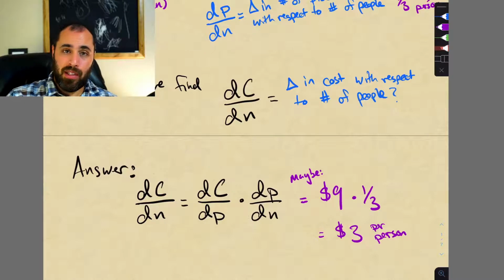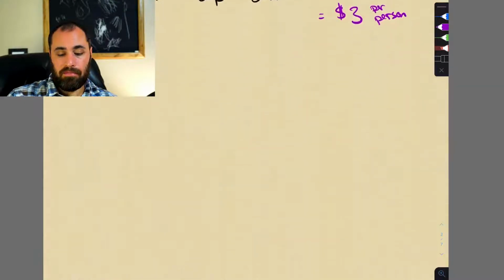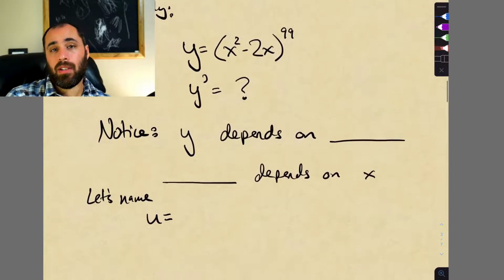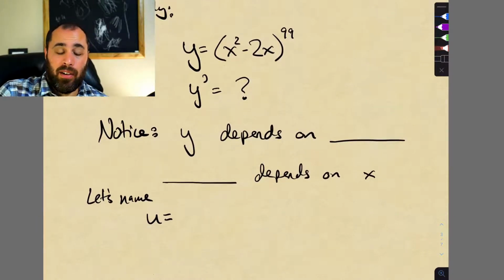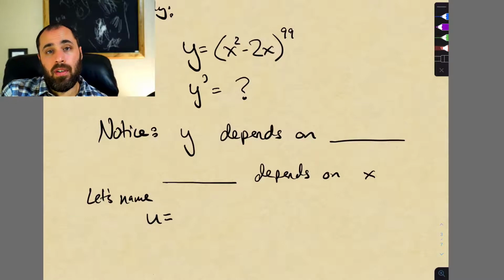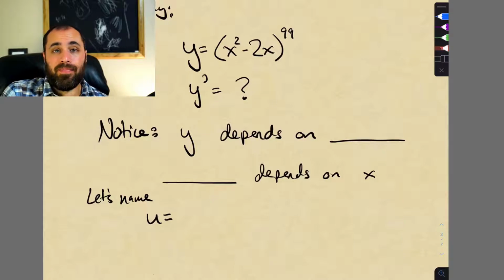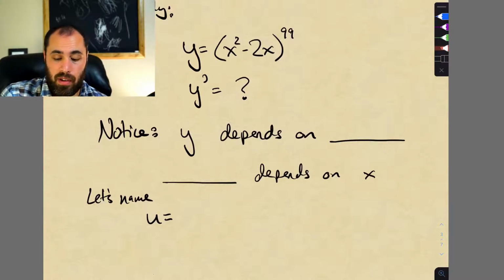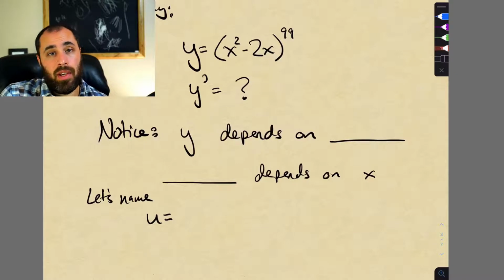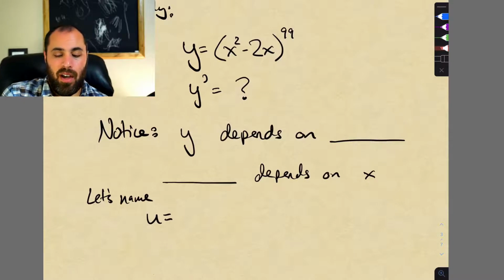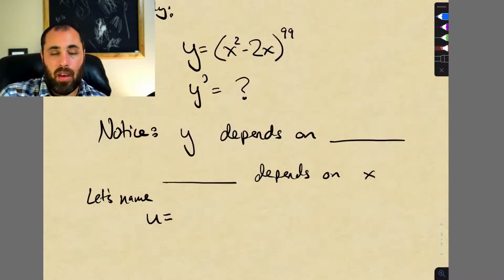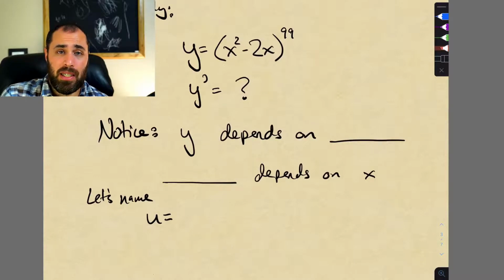Okay, so again, that was silly, but let's see how we can do a more abstract question that we might see more often in calculus. Consider this function y equals the quantity x squared minus 2x, all to the 99th power. If we want to know y prime, its derivative, none of the rules we know yet can do that for us. Well, that's not true. We could use the product rule over and over and over, but that would get very, very tedious. So we'll do something similar to what we did in the pizza example.